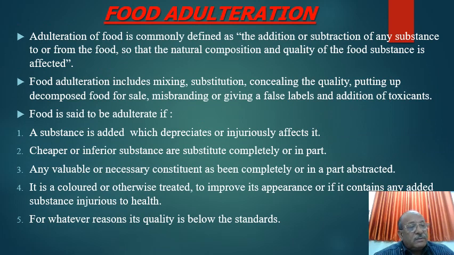Food adulteration. What is food adulteration? How does it take place? Let's get into it. Adulteration of food is commonly defined as the addition or subtraction of any substance to or from the food so that the natural composition and quality of the food substance is affected.